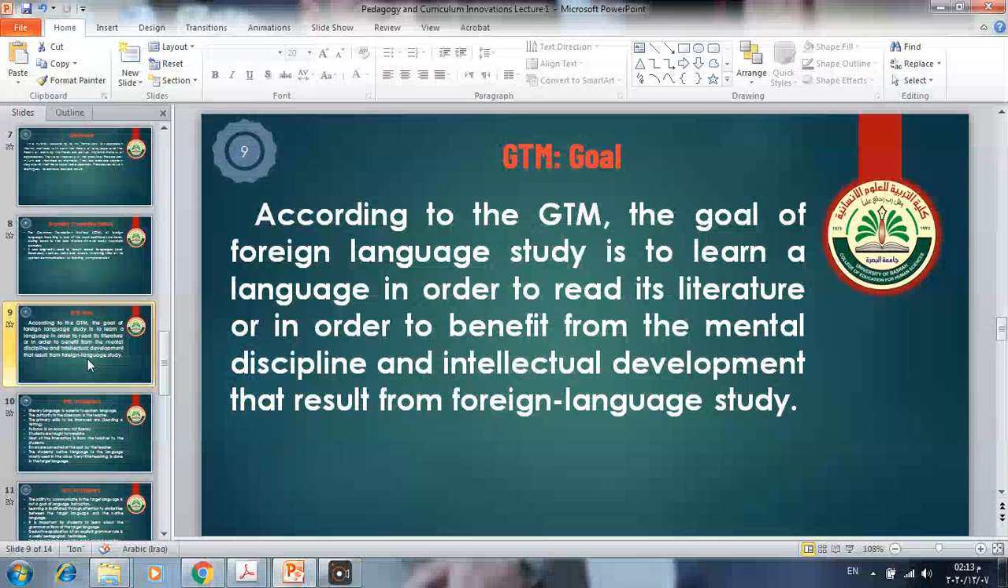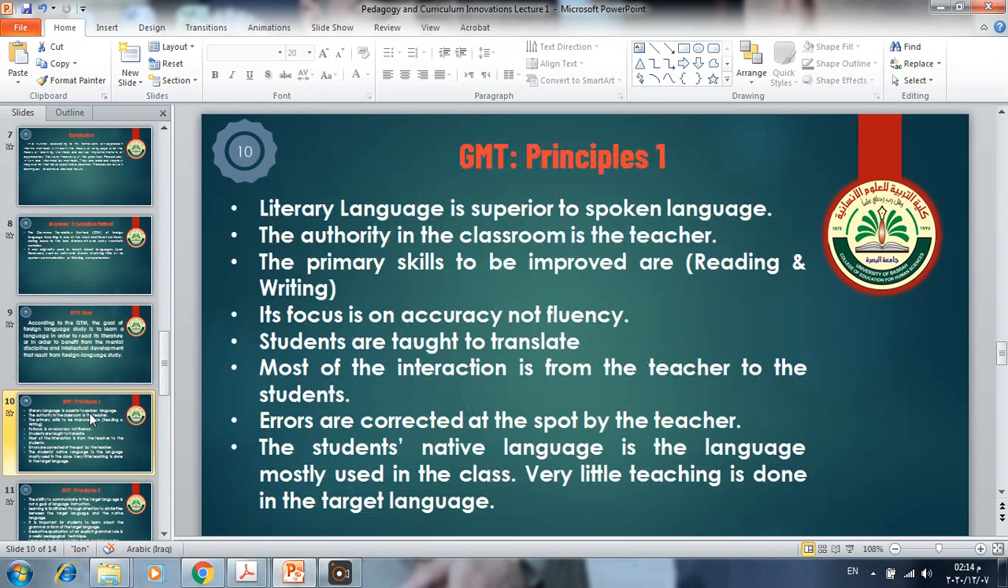It is to study the literature of that language, to know something about the literature of the language, the way the people lived earlier, and of course this will help us to raise up their mental abilities and their intellectual development. Now let's move on to speak about the principles of the grammar translation method.